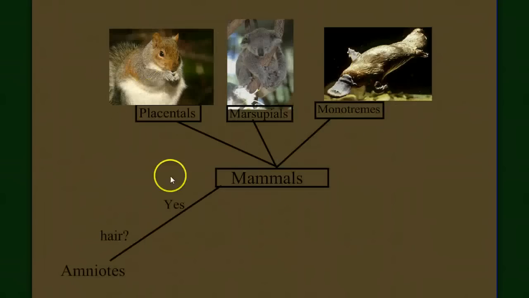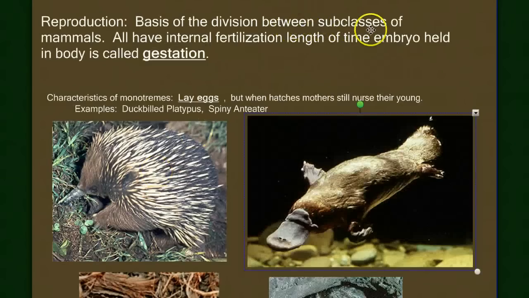What we have left to do is to look at these three subgroups in the mammals and see what makes each of these subclasses, the monotremes, the marsupials, and the placentals, different from each other. We need to see what's the basis of this division, and it turns out it has to do with the reproductive event, or the birth event. So the basis of division between the subclasses of the mammals is reproduction.